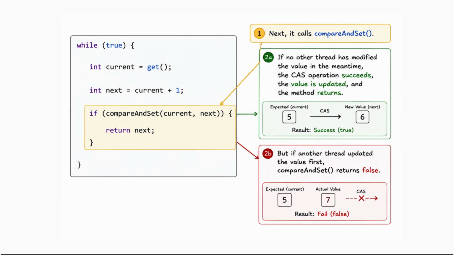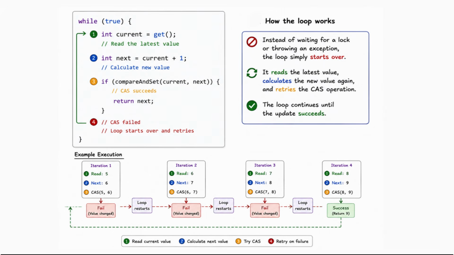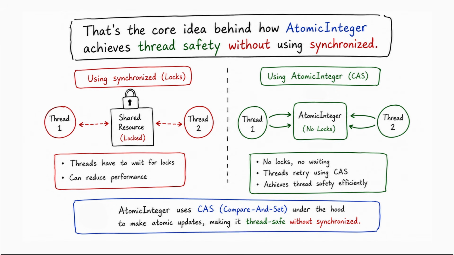But if another thread updated the value first, compare and set returns false. So instead of waiting for a lock or throwing an exception, the loop simply starts over. It reads the latest value, calculates the new value again, and retries the compare and set operation. The loop continues until the update succeeds, and that's the core idea behind atomic integer. And this is how it achieves thread safety without using synchronized or any lock.